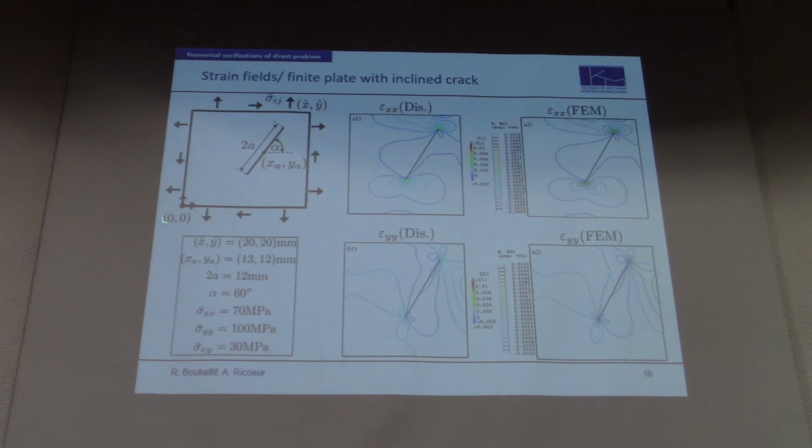We have here a finite plate with an inclined crack. The plate size is given here. We have here crack position, crack length, and crack inclination, and the boundary loads. And we have calculated the strain field epsilon xx and epsilon yy with the dislocation method, and we have compared with the finite element method, and we can see that the result is similar.